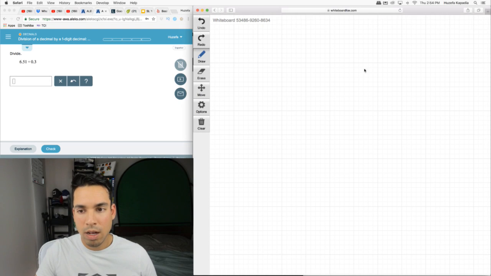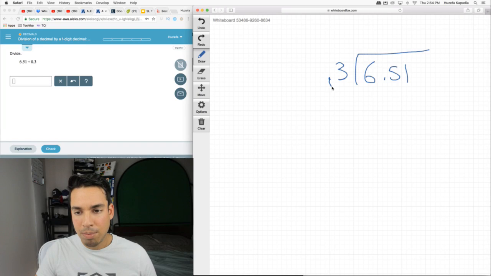Now this is a new element that we haven't dealt with yet. So we have 6.51 divided by 0.3, but there's a general rule when we do division. We don't want any decimals in the divisor. We remedy that by just moving the decimal over until there's no decimals left.